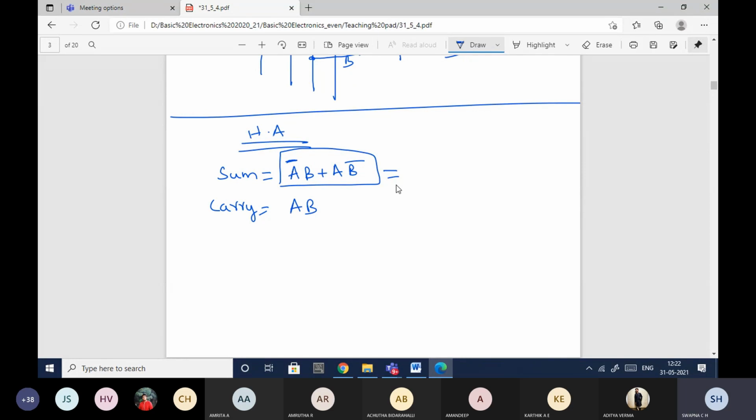Just recall the gates. Some gates' output is this equation. NOR gate. XOR gate. You remember the XOR gate?